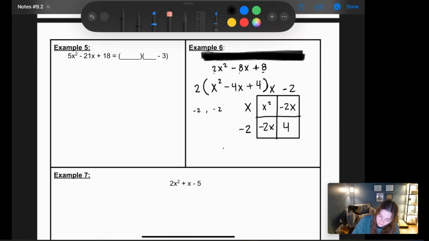So you factored out, right? You have x minus 2 and x minus 2. But can I forget about that 2 that I factored out at the very beginning? I can't, so it's going to go at the front here.